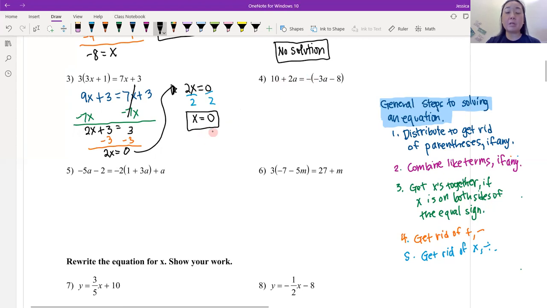And again, most of these equations will have one solution. So this is my one solution. I don't have to state that I have only one solution. I just say what the solution is, which is 0. All right. And then here we go. We're going to do this one.